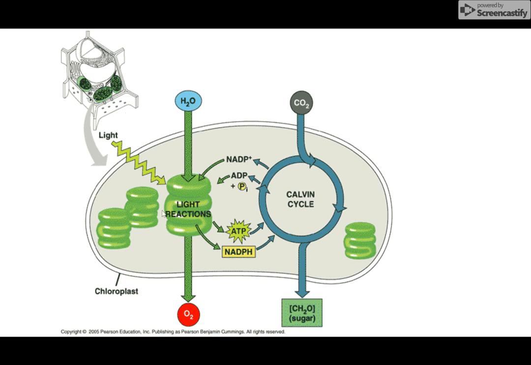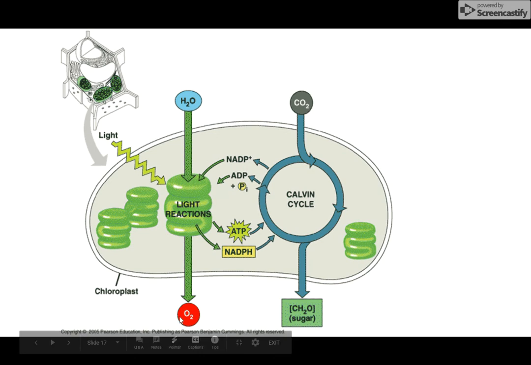So we're going to start with the light reactions here on the left. We're going to bring in water into our thylakoids. We're going to stimulate that with light, and the reaction's going to happen inside the thylakoid, and we're going to produce oxygen.